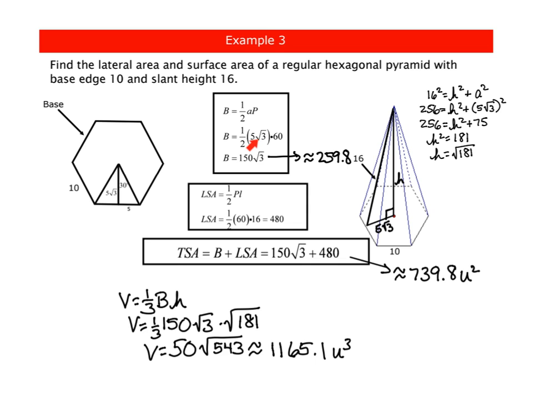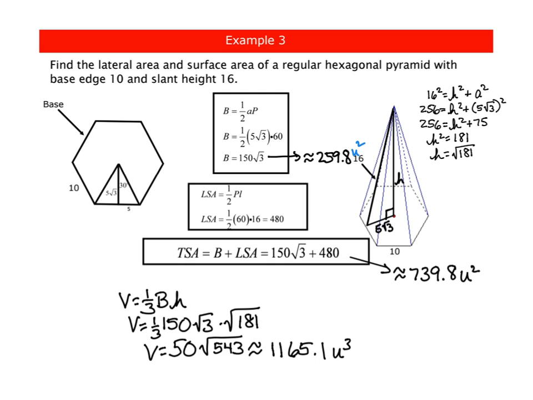So now I know my apothem and the perimeter. Each side is 10, so my perimeter is 10 times 6, or 60. I plug all this in, I get 150 square root of 3, and that's approximately 259.8. And remember, we're dealing with square units.